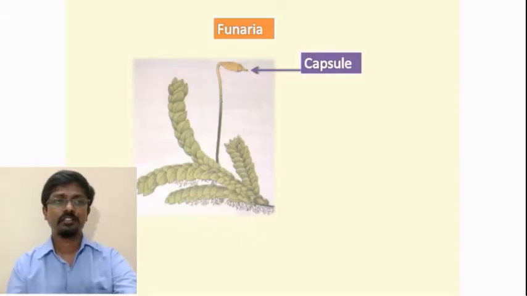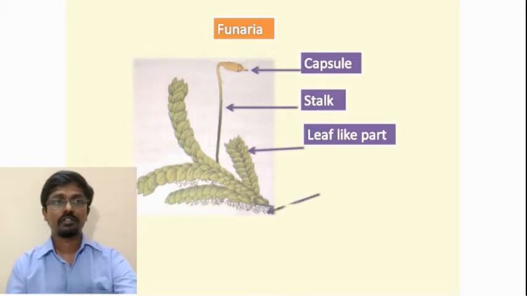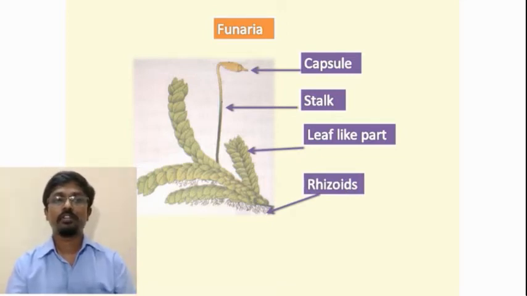The first example that we are going to see is Funaria. How does it look? This is from your textbook. See, it has something like leaf, something like capsule, and there is something like root. It looks like that capsule looks like a flower, and that is stalk. This is a leaf-like part. This is the root-like part. It's called rhizoids. Can you identify the difference?